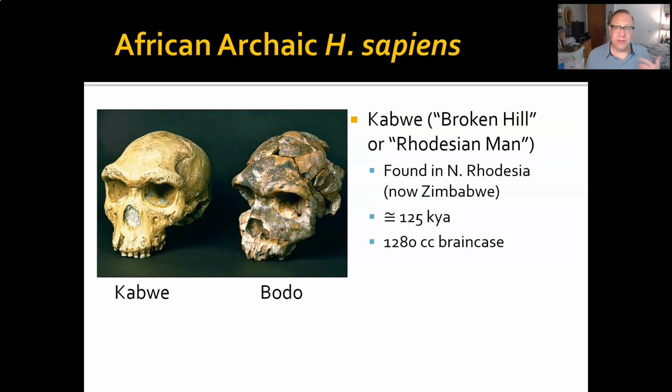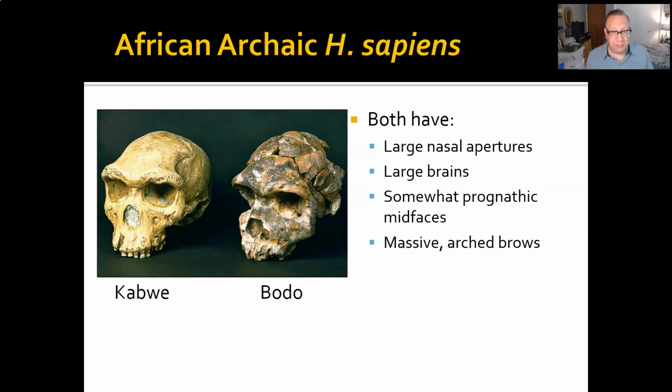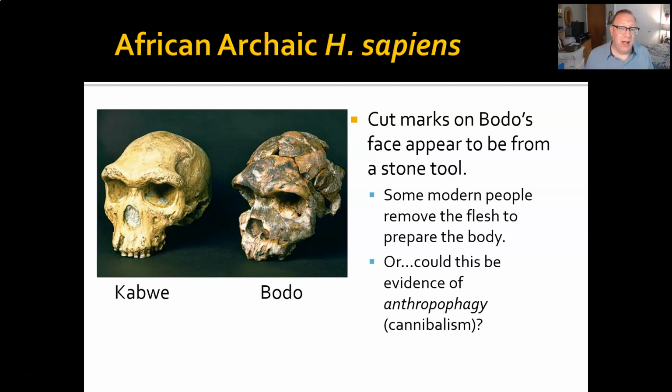Kabwe, on the other hand, also sometimes called Broken Hill or Rhodesian Man, was found in northern Rhodesia, which is now the country of Zimbabwe, and it is only about 125,000 years old. Again, 1280 cc's, approaching modern human averages there. Very significant. Both of them have large nasal apertures, large brains, somewhat prognathic midfaces, not nearly as much as those at Cima de los Huesos, and massive arched brows.